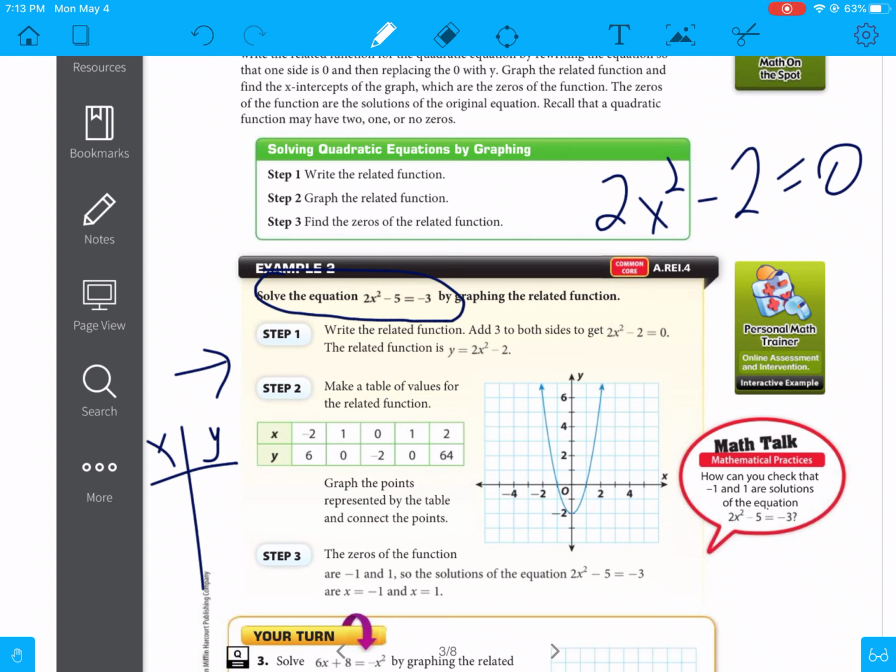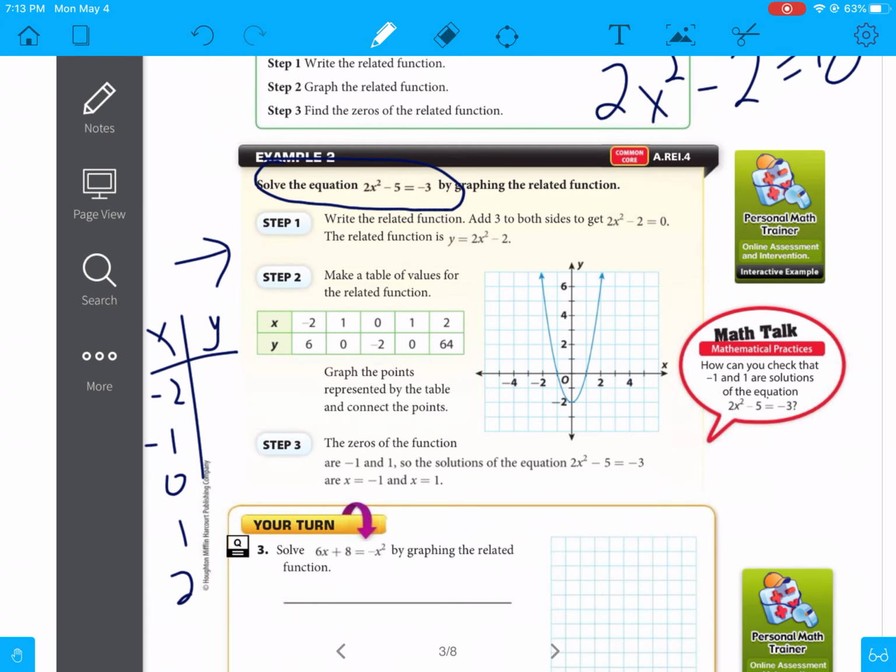And then you're going to put in -2, -1, 0, 1, and 2. And then you just have to plug those into that equation and find your points. So we have -2, 6, -1, 0, 0, -2, 1, 0, 2, 6. You can plot those points, and then when you graph it, you get it right there. And then the zeros of the function, since there's no horizontal line here, are just wherever it crosses the x-axis. So it looks like negative 1 and 1.